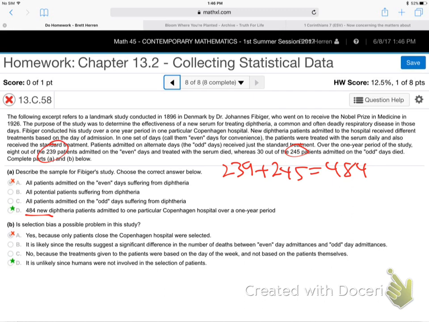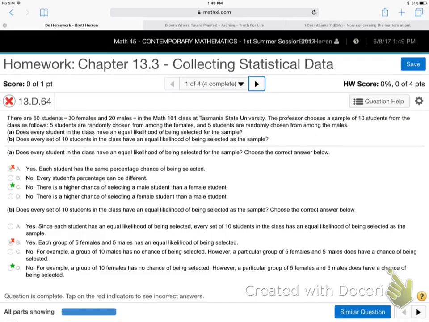All right, a made-up university. There are 50 students, 30 female and 20 male, in the Math 101 class at Tasmania State University. The professor chooses a sample of 10 students from the class as follows: 5 are randomly chosen from the females, 5 from the males. Does every student in the class have an equal likelihood of being selected for the sample? No. There's a higher chance of selecting a male student than a female.